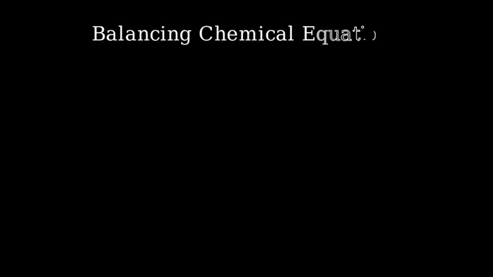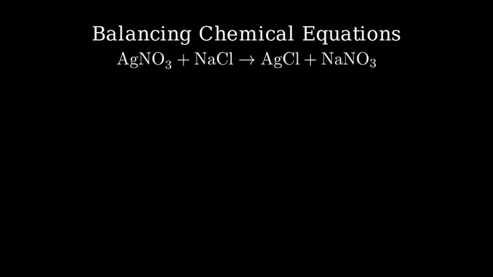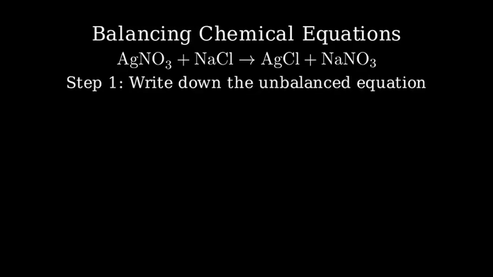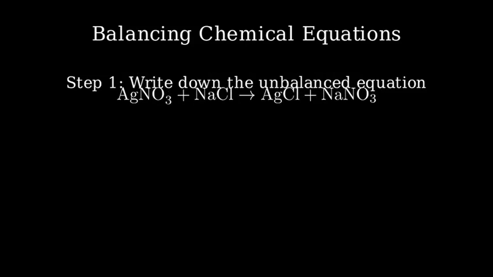Today, we're going to balance a chemical equation. The equation we'll be working with is AgNO3 plus NaCl, which yields AgCl plus NaNO3. Let's start with step one, writing down the unbalanced equation. This is our starting point.